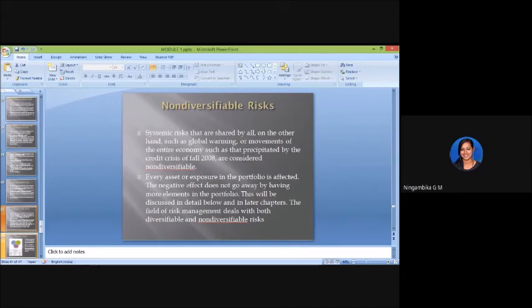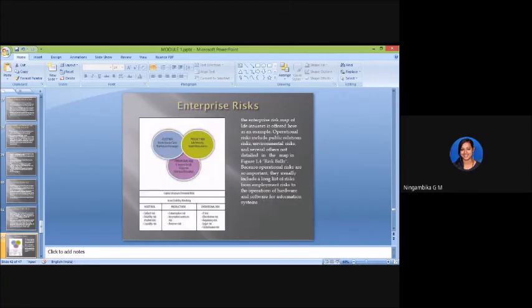Yes, the entire economy is hit by it. So those are called non-diversifiable risks. Coming to the next one, enterprise risk.